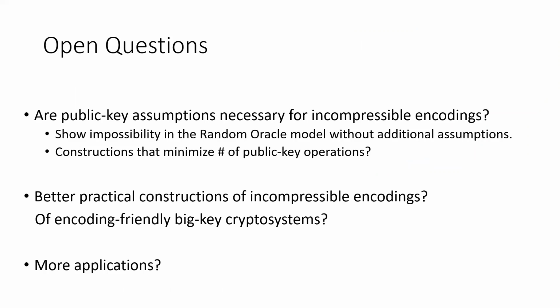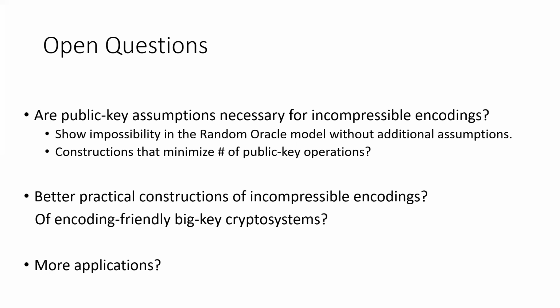So let me just end very quickly with a few open questions. The first open question is, are public key assumptions necessary for incompressible encoding? So right now we need trapdoor permutations, or in fact some special types of trapdoor permutations. Can you do this using just minicrypt assumptions? And I suspect the answer is no. So one interesting question is to show impossibility, and that you cannot build incompressible encodings just in the random oracle model. So like an Impagliazzo-Rudich style impossibility result.